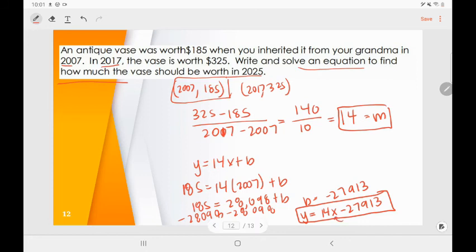I'm going to plug in 2025. 14 times 2025 minus 27,913 equals 437. So in 2025, the price is going to be $437. All right, let's try one more example like that.